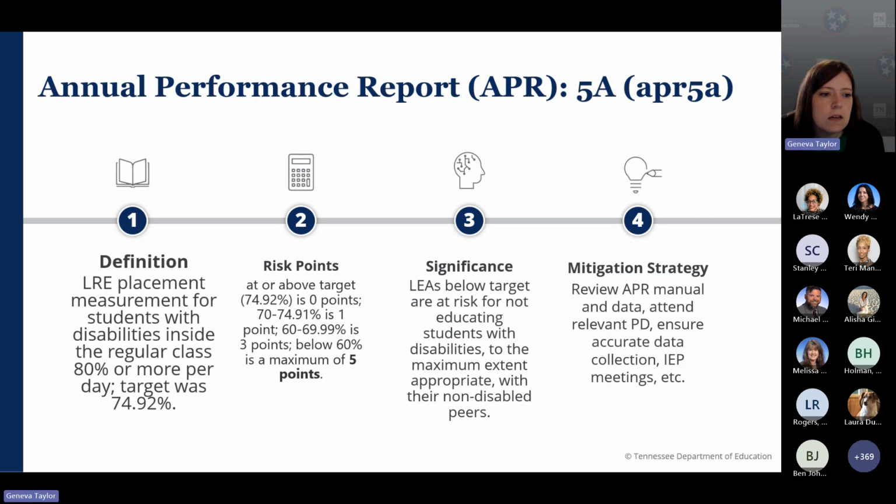For indicator 5A, we are measuring the LRE, the least restrictive environment placement measurement for students with disabilities inside the regular classroom. We are wanting to see 80% or more per day. The target was 74.92 this previous year. So LEAs that are at or above 74.92 receive 0 risk points. For LEAs that have 70 to 74.91, 1 point, 60 to 69.99 is 3, and below 60 is a maximum of 5. So it's like a stair-step situation.